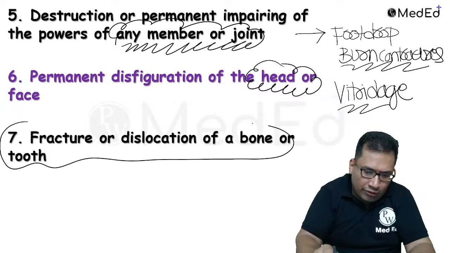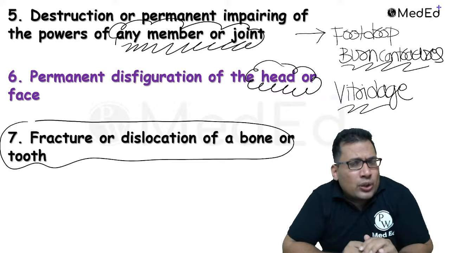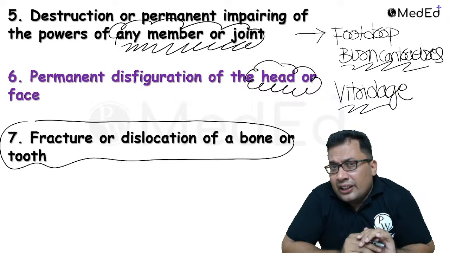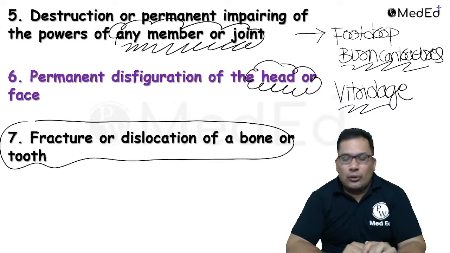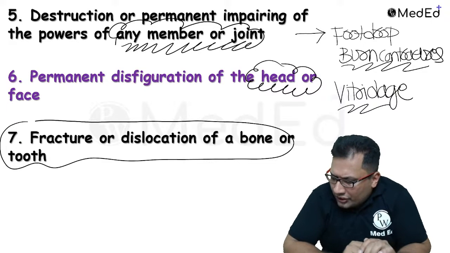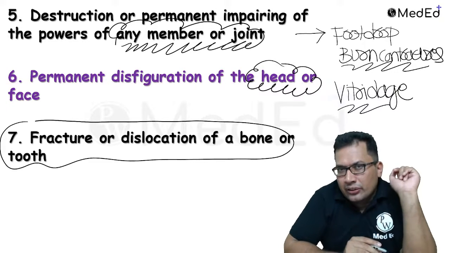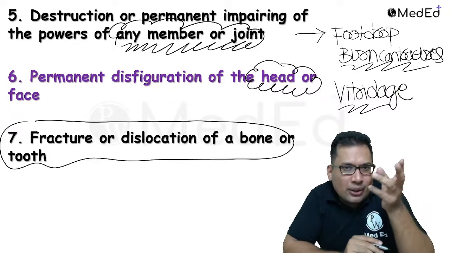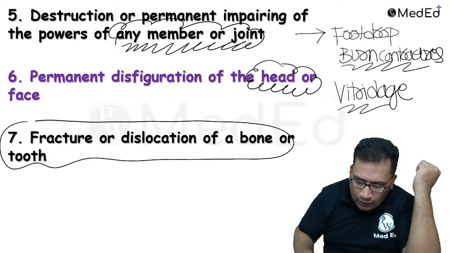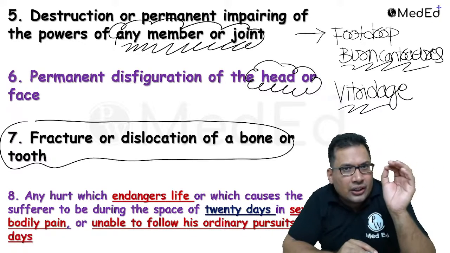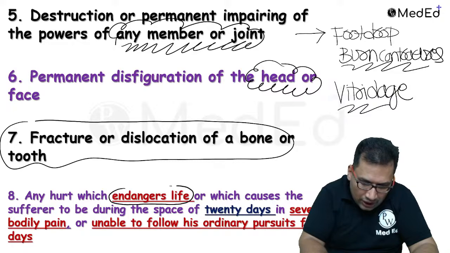Next, the eighth one. Very important one, dear students. This is the area where you tend to make mistakes. Eighth clause. What is the eighth clause? Can you guess? The eighth clause has three important keywords or three important parts. Some books give 3 parts, some say 3 important keywords. What are the 3 keywords? Any hurt which endangers life. This is an important point.